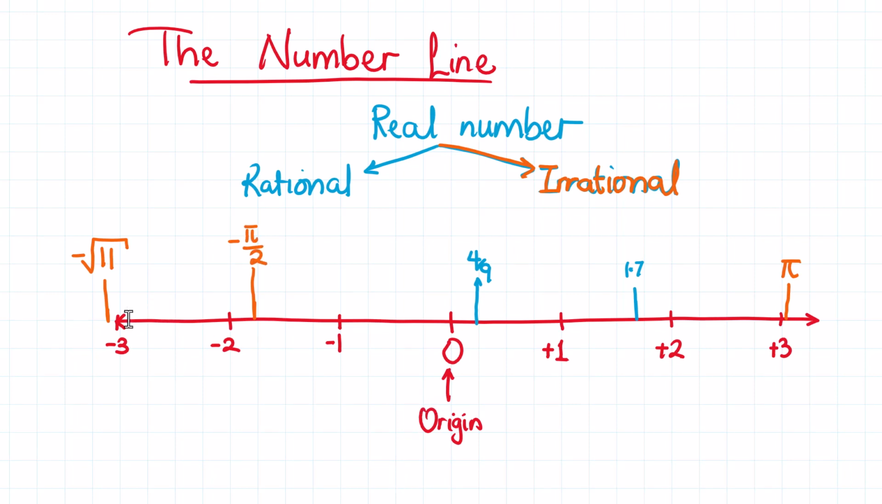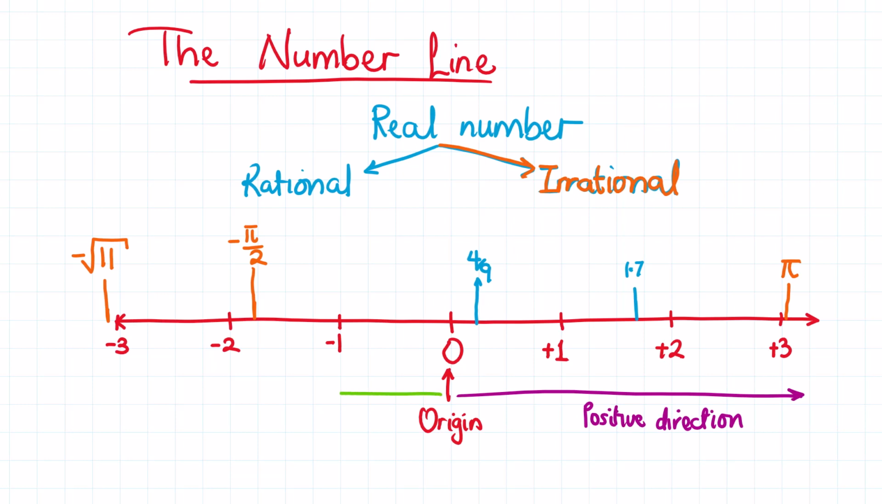Take note that on the horizontal line from the origin to the right, we are moving in the positive direction. However, from the origin to the left, we are moving in the negative direction.